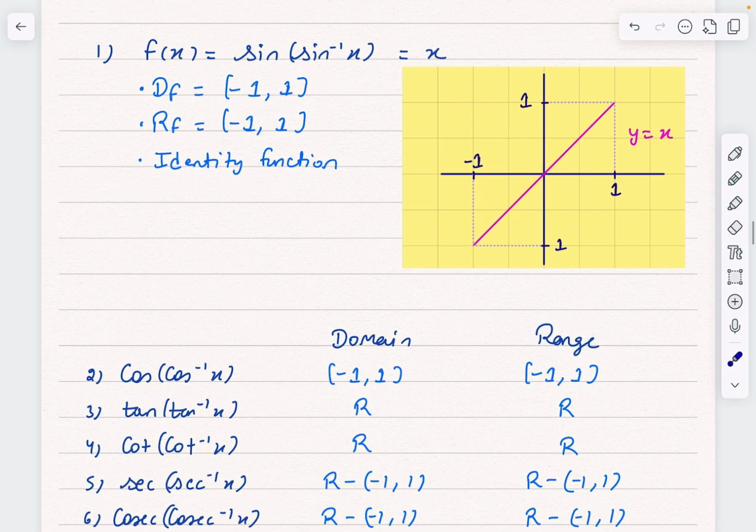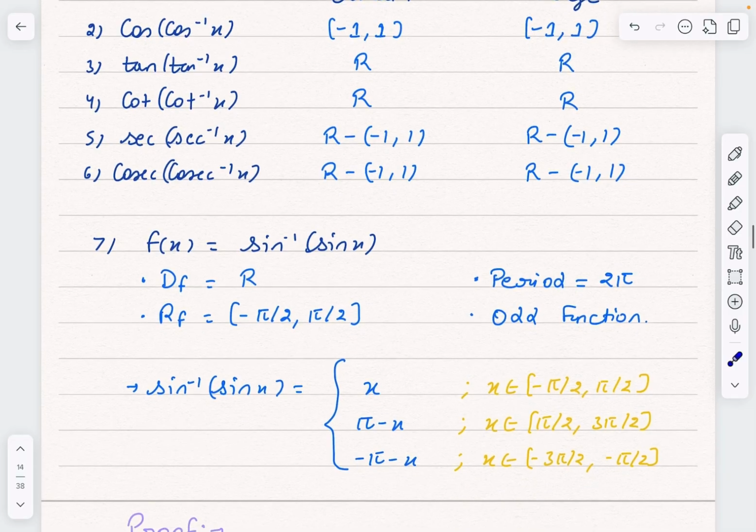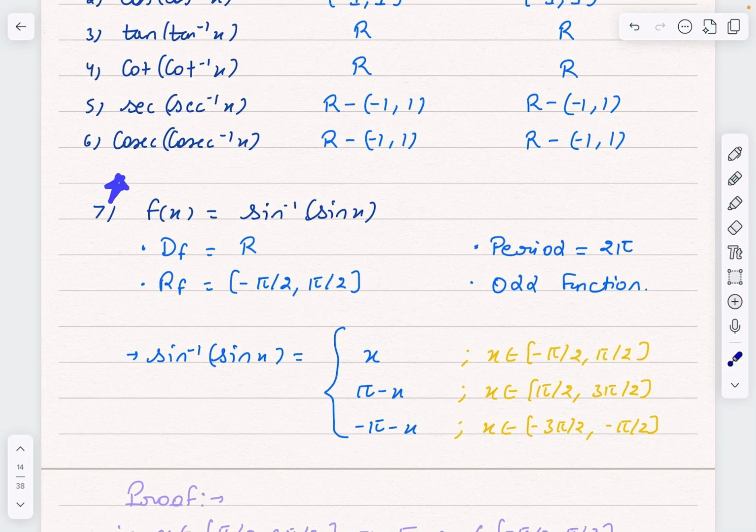The important one will be the other way around, when we do sine inverse of sine x. Now this is very, very, very important. The problems will be mostly based upon this thing only. So make sure you understand this thing properly, guys. I'll discuss this in detail.